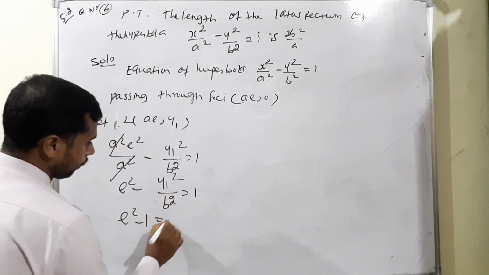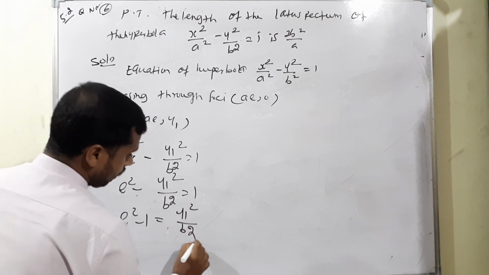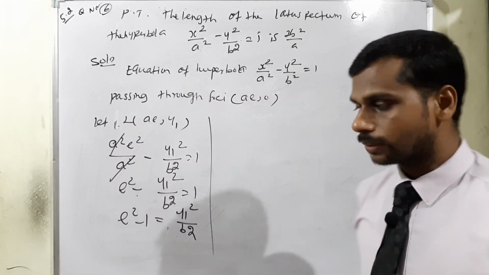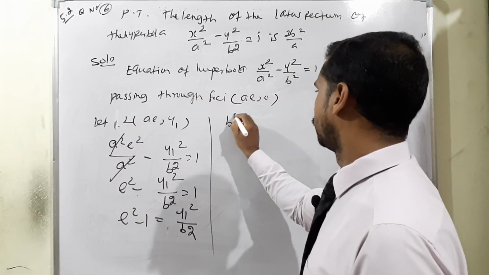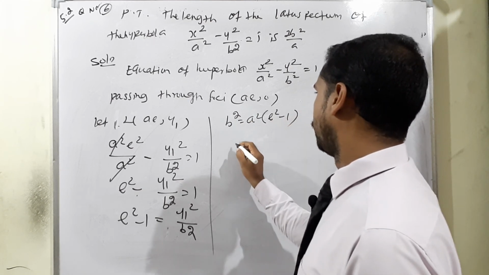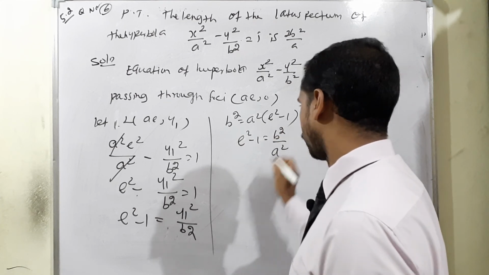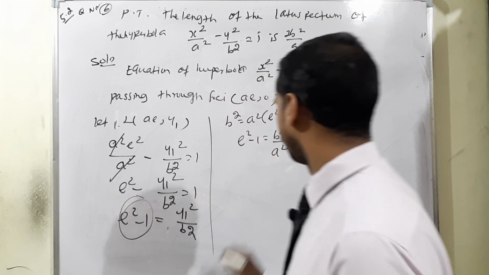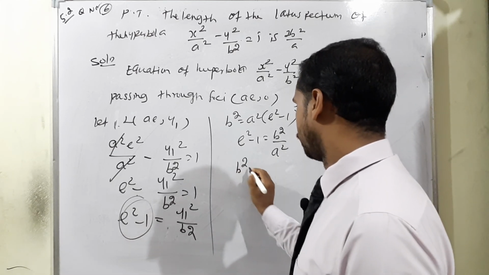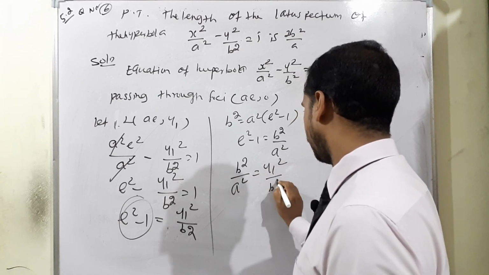Bringing 1 to the opposite side means minus 1, and the minus term brought to the opposite side means positive y1 square divided by b square. Already we know b square is equal to a square into e square minus 1. Therefore, e square minus 1 is equal to b square divided by a square. Instead of e square minus 1, we can take b square by a square, so b square divided by a square is equal to y1 square divided by b square.